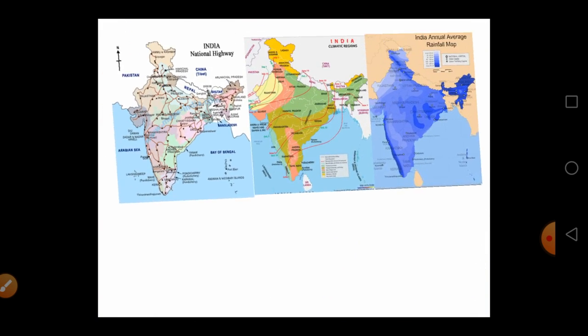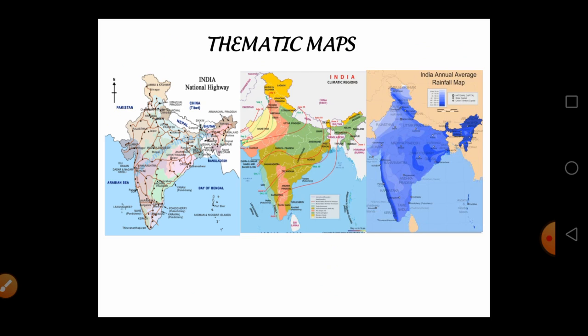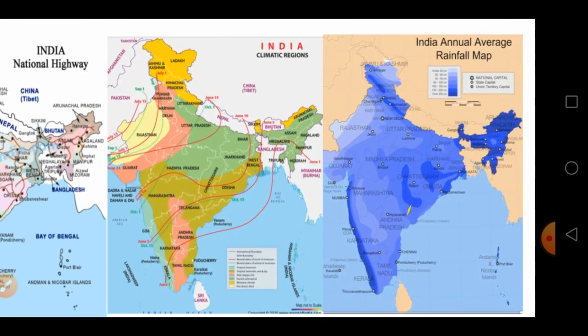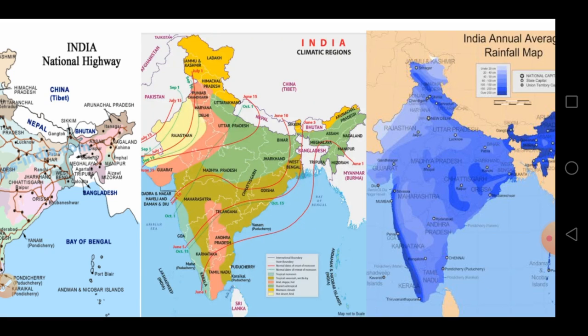Okay. And then the third one is thematic maps. Thematic maps are based on some theme. It has some theme or specific information, like rainfall. See, like a rainfall map, or temperature, or railways, national highways, crops, minerals, forest, air routes, climates, or weather. Okay. So like that.